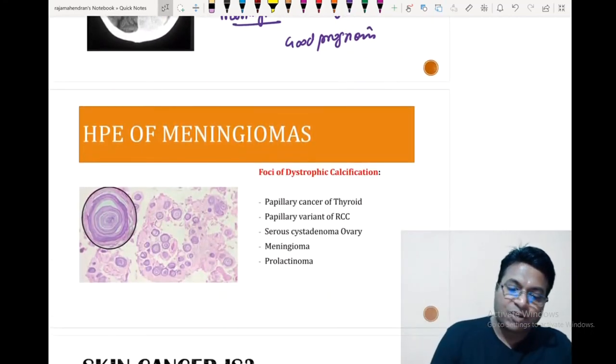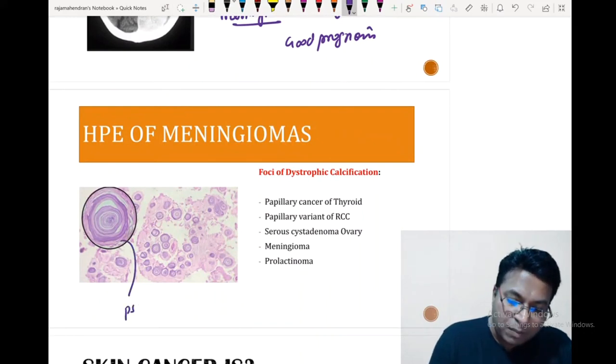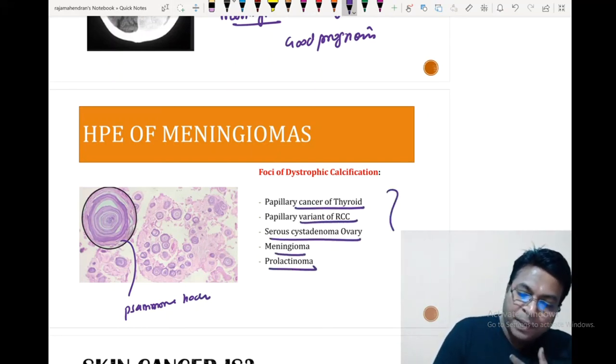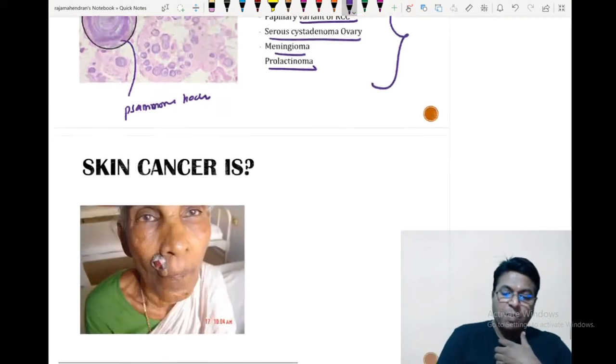So this is a histopathology of meningioma. You can see here that you can also get psammoma bodies. Psammoma bodies are seen in papillary cancer of thyroid, papillary cancer of RCC, meningioma, prolactinoma, serous adenoma. In all these places you can get these psammoma bodies.